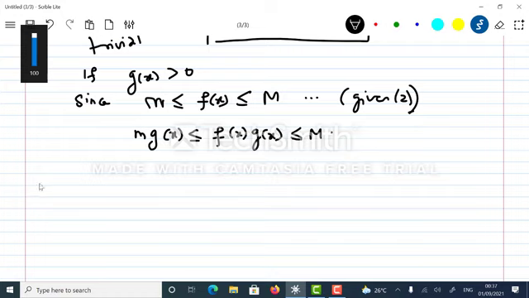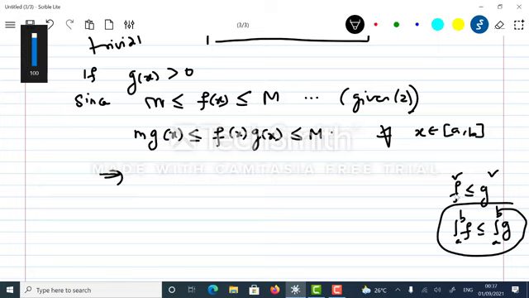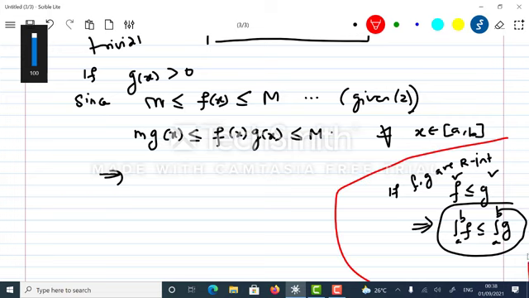Right. This is true for all x belongs to closed interval a comma b. Right. And we have already proved one of the results that if f is less than equal to g, and if f and g both are R integrable, then integral a to b f is less than equal to integral a to b g. This we have already proved in one of the theorems, provided f and g are R integrable. So if f comma g are R integrable, I will be using this theorem or this result over here, right?